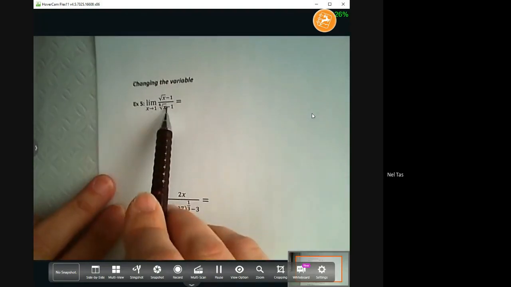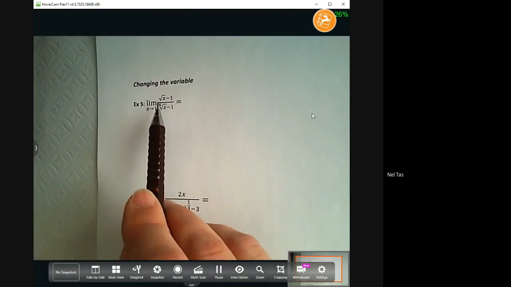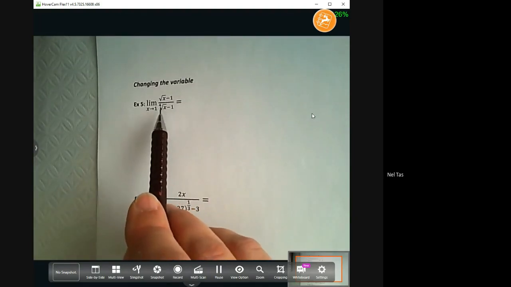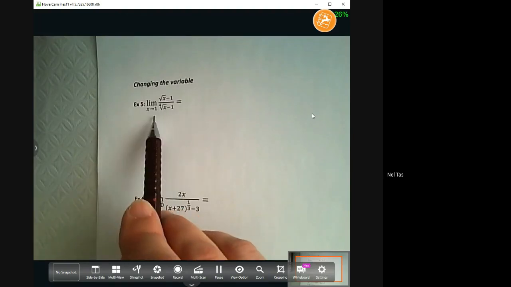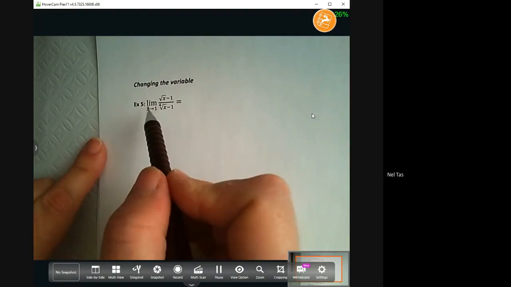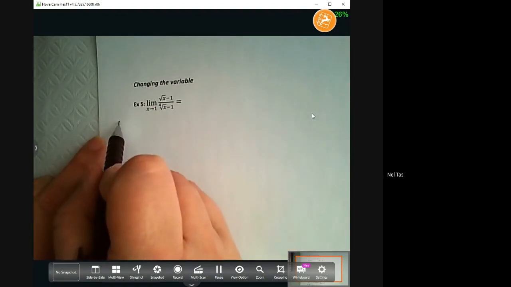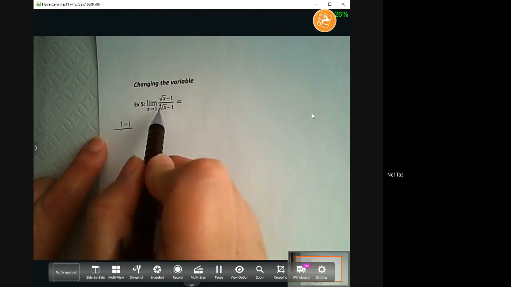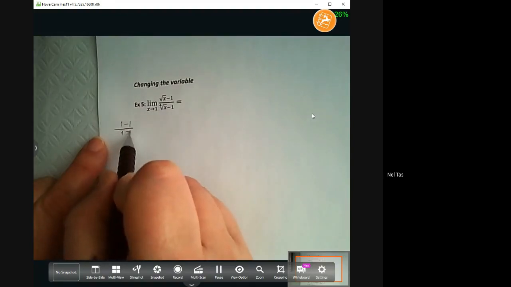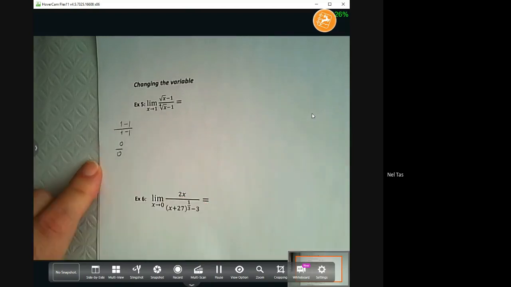Okay. Another method is changing the variable. Usually students find this the hardest. So again, we have this limit of root x minus 1 over 4th root of x minus 1 as x approaches 1. So first you try to sub in. So what do you get? Square root of 1 is 1 minus 1. 4th root of 1 is 1 minus 1. So you get 0 over 0. So substitution did not work.